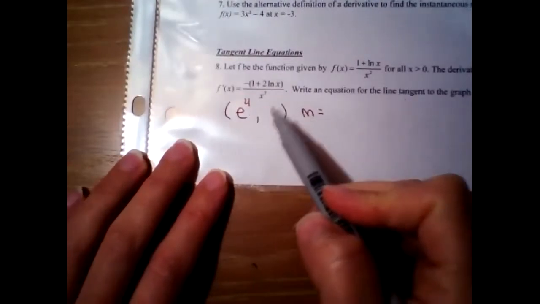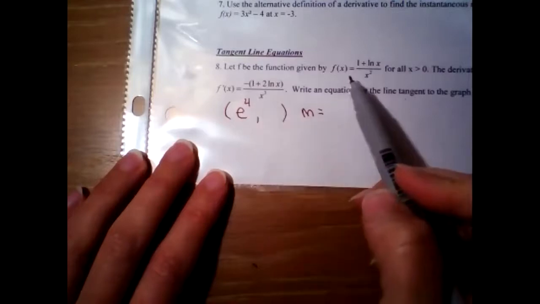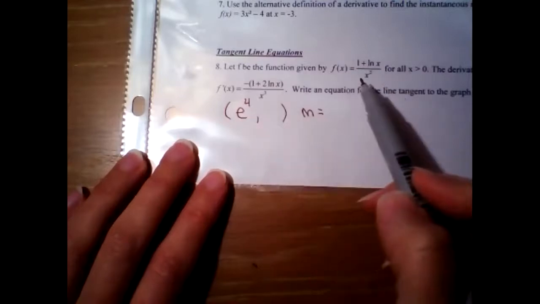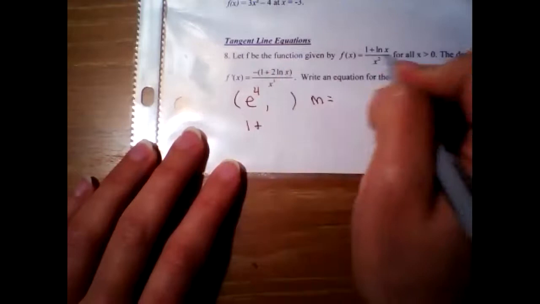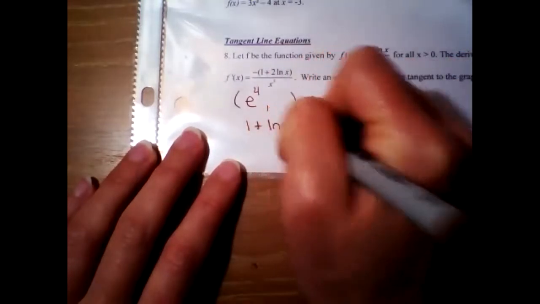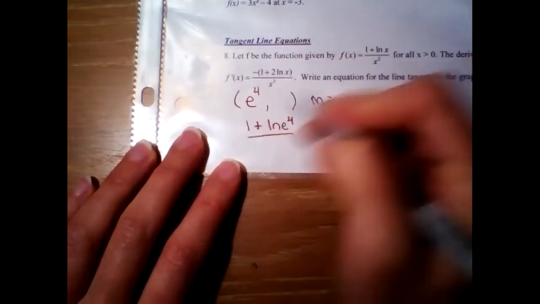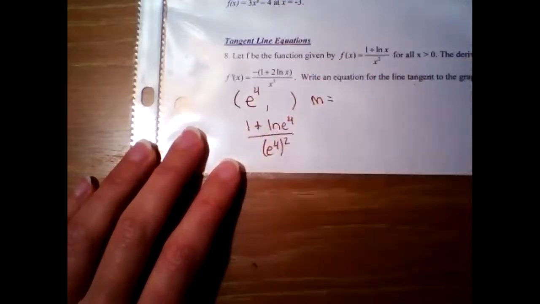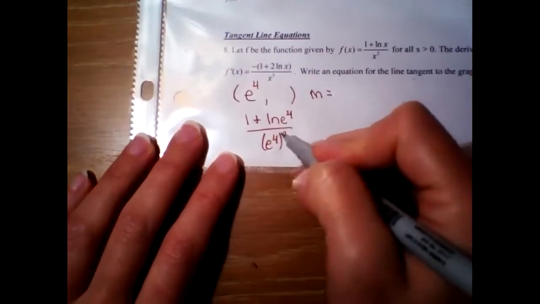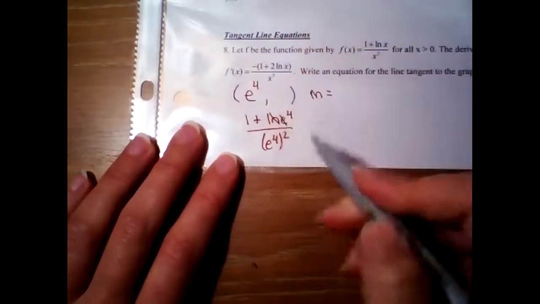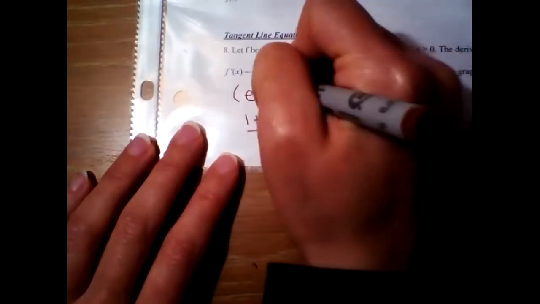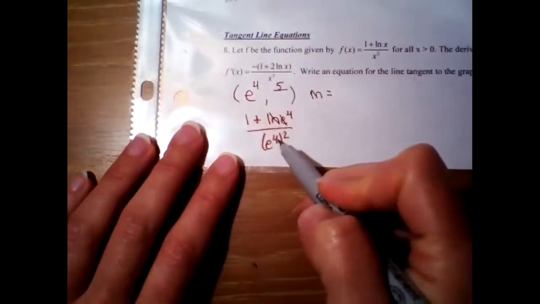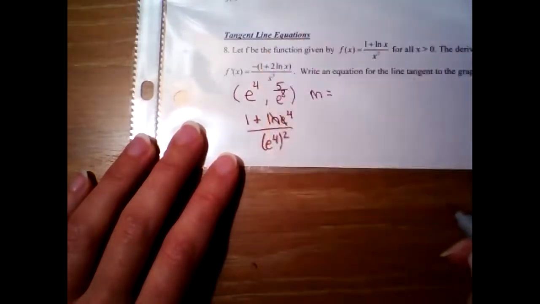So to get the point, I'm going to plug e to the 4th into f of x. Just plug that into the function. So if I plug that in, I'm going to have 1 plus ln e to the 4th over e to the 4th squared. So that looks awful, but ln and e are going to cancel. And so in the numerator, you just have 1 plus 4. So our numerator is just 5, and our denominator, when you do a power to a power, you multiply them, so that would be e to the 8th. So 5 over e to the 8th.